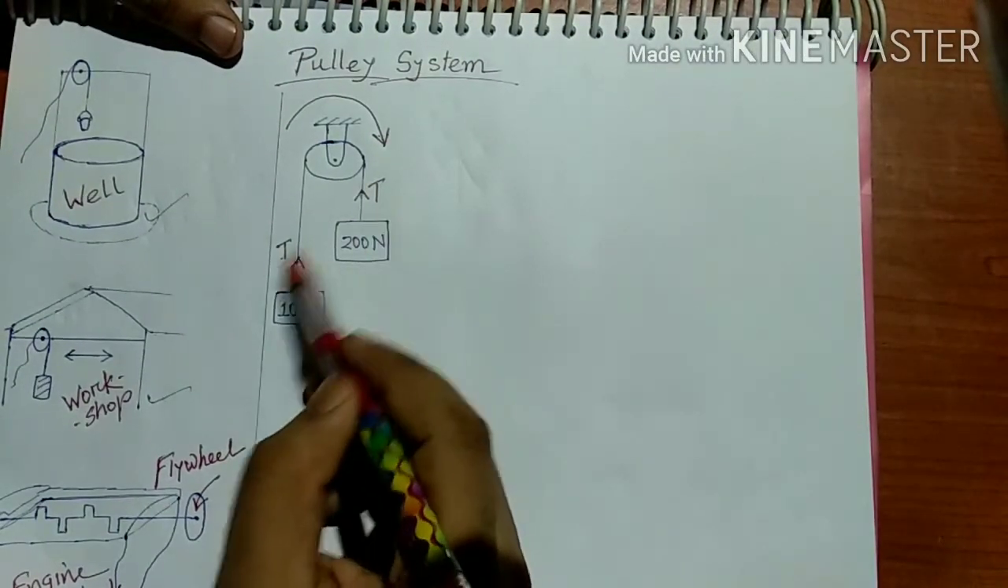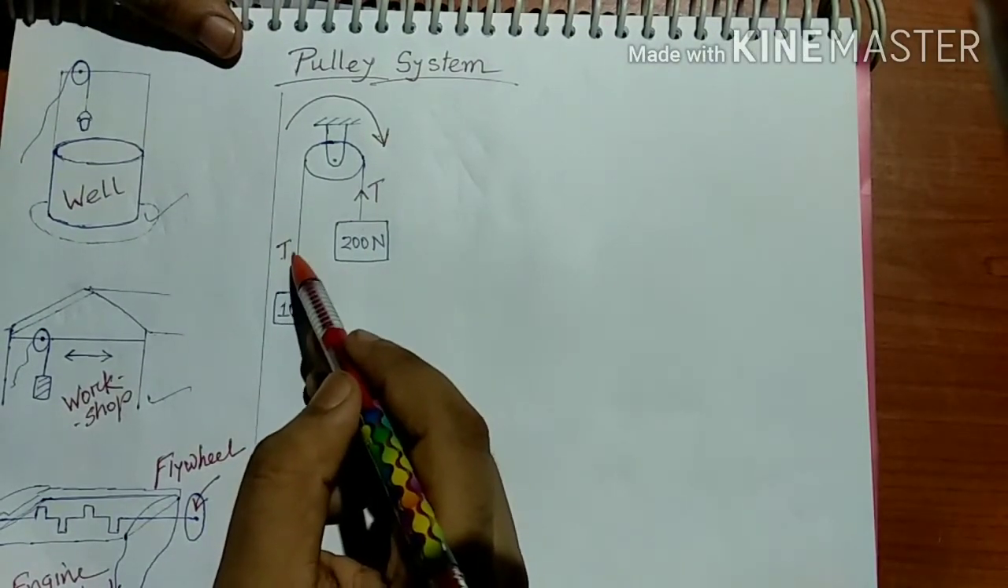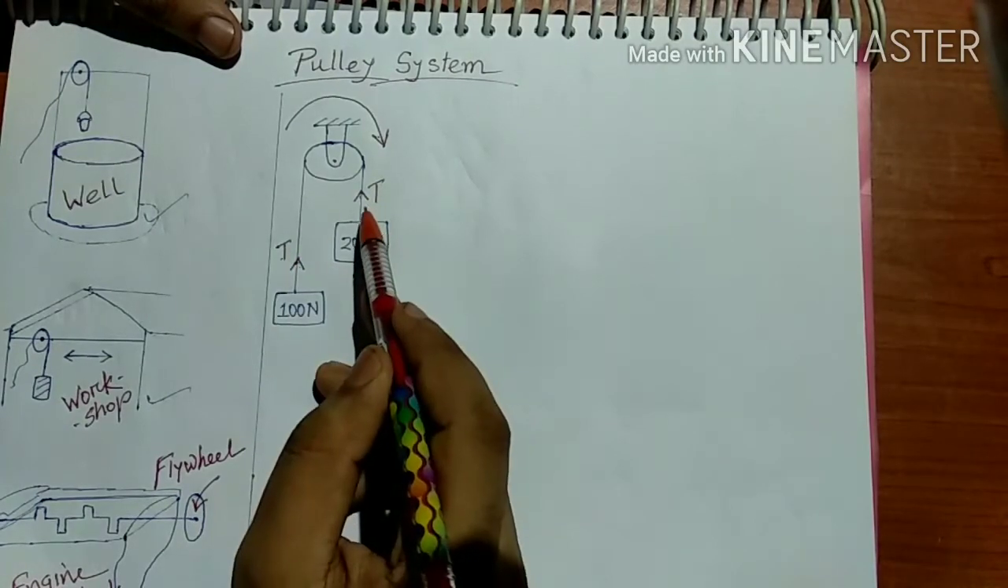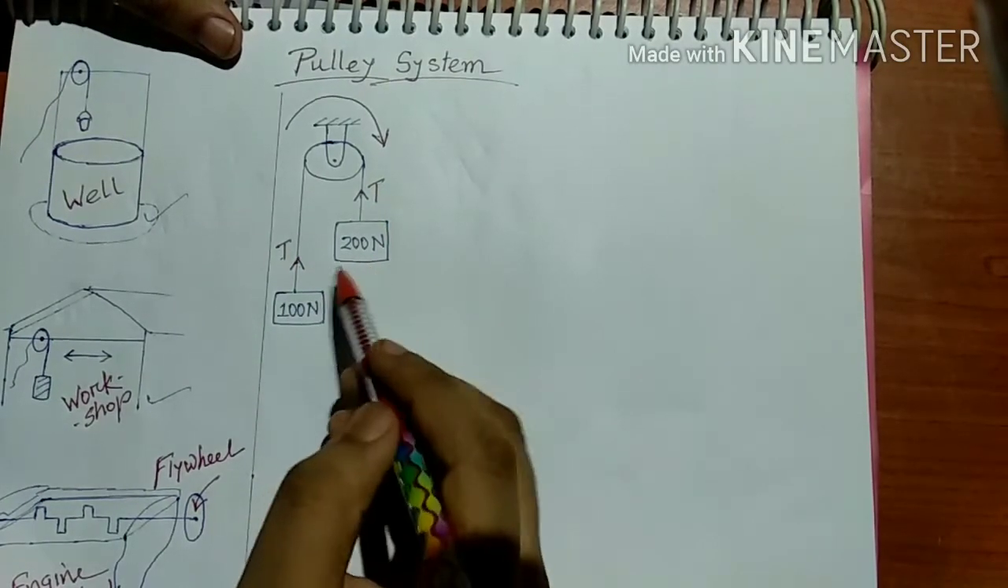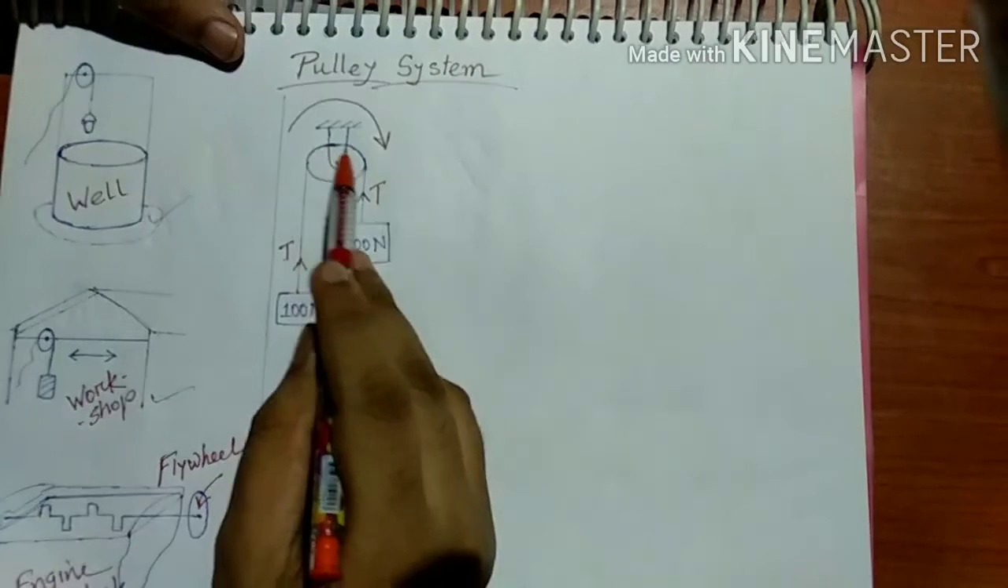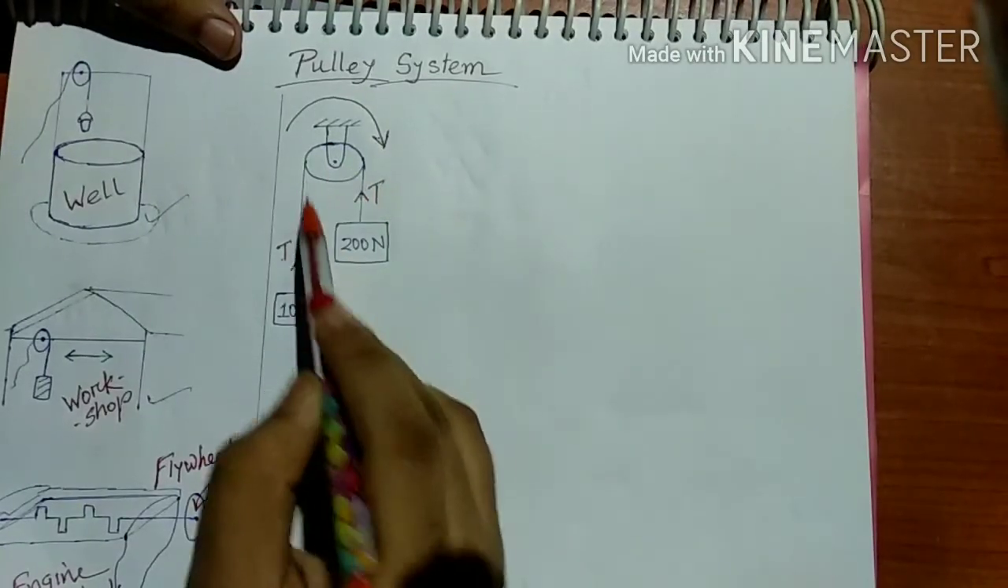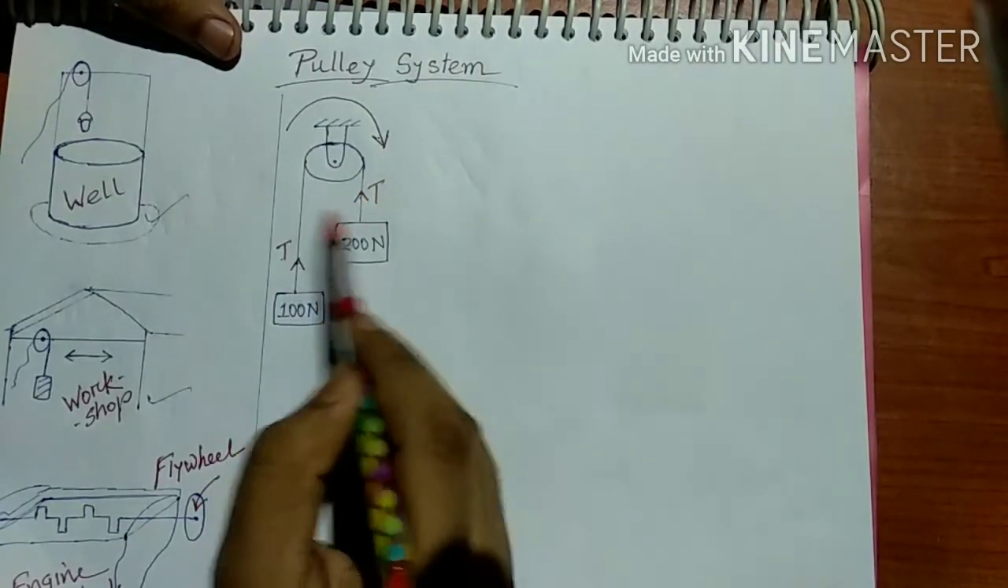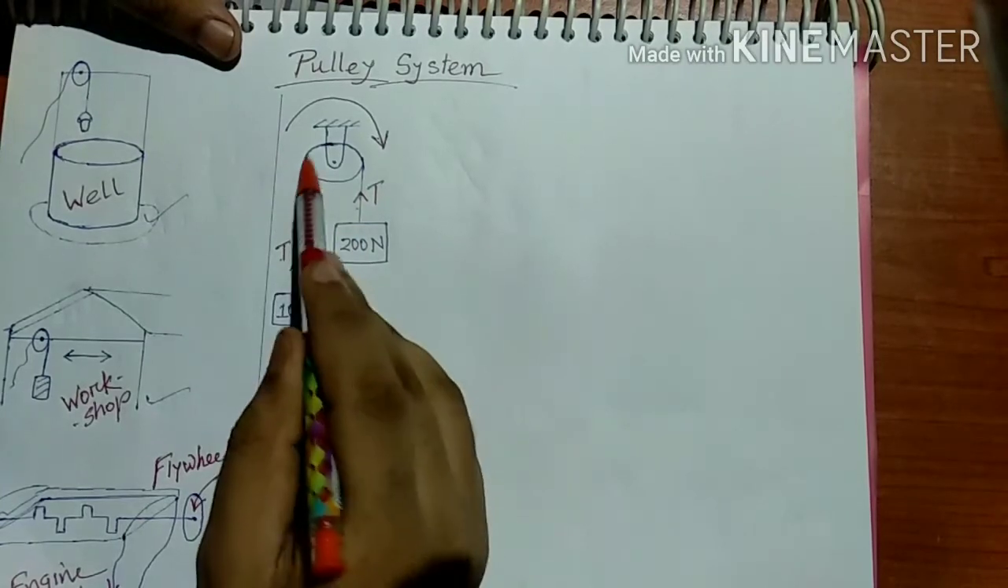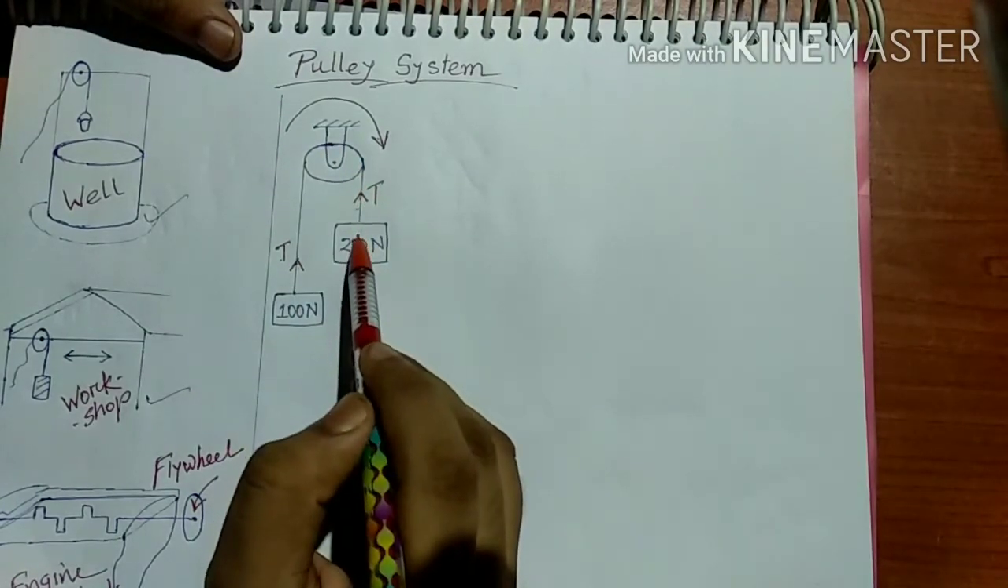They both are same or different? If you are thinking that both are different, then you are wrong, because this string you can see here is a single string, not a different string. These are not different strings. This is a single string over this entire pulley system.